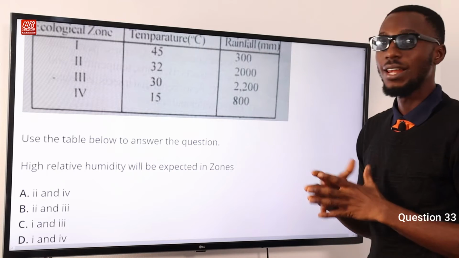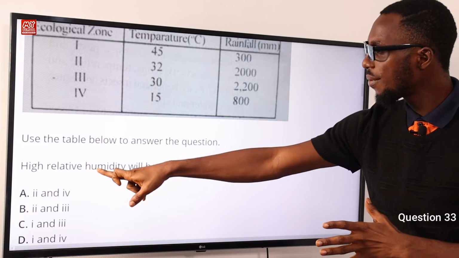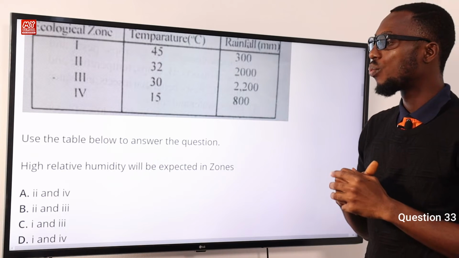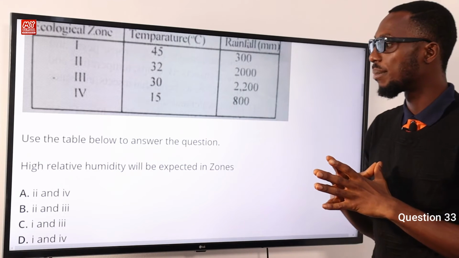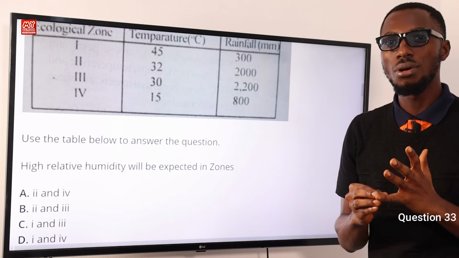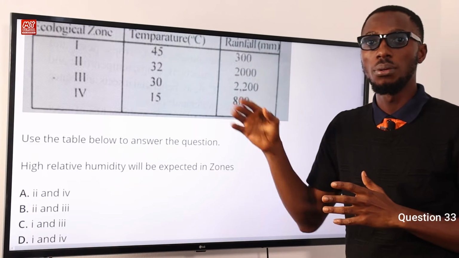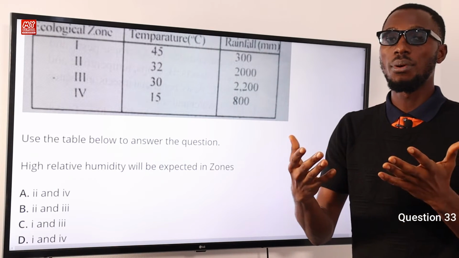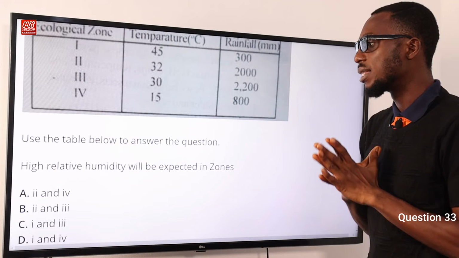Then we have the values attached to this matrix. The question requires that high relative humidity will be expected in which zones? So in which of these zones would you expect high relative humidity? We should know at first that two main factors affect relative humidity: temperature and water vapor. And a very good one is rainfall. Wherever there is high rainfall, that increases the water vapor in that environment, and that tells you there is going to be high relative humidity.